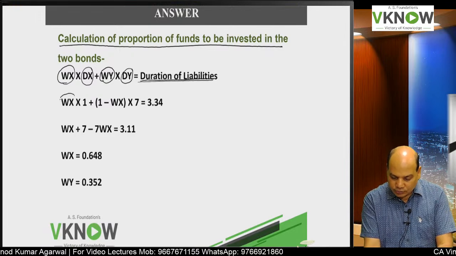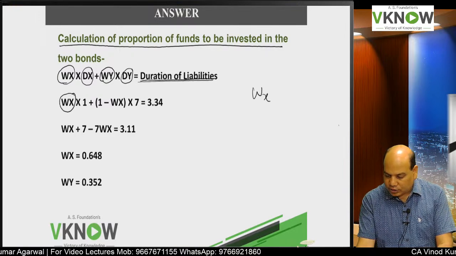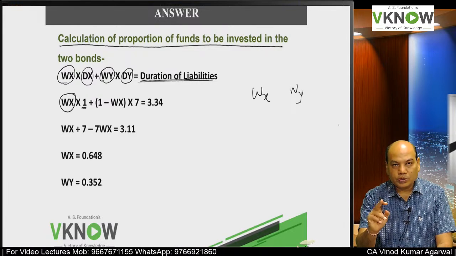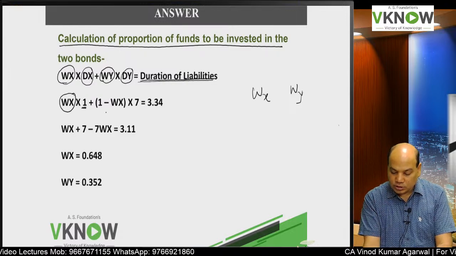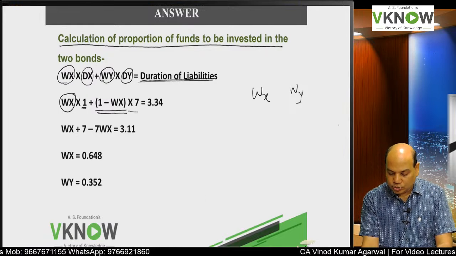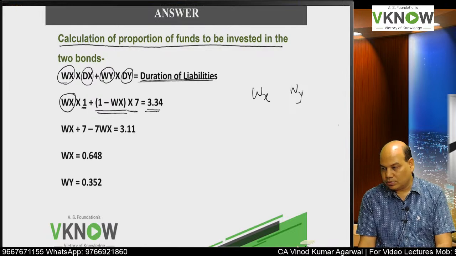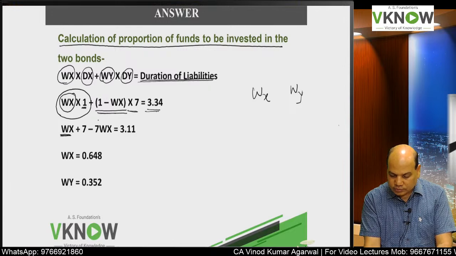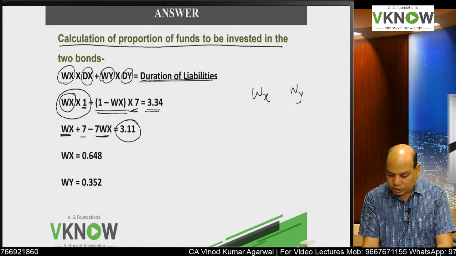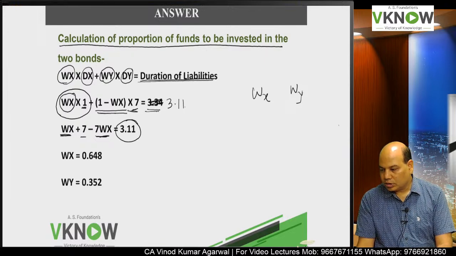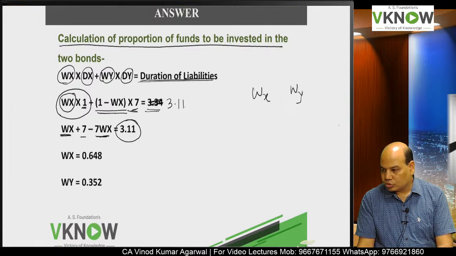Okay, then write down weight of X. You can write slightly like this: weight of X into 1, because zero coupon bond has same duration as maturity, plus weight of Y will be 1 minus WX into 7, and that is equal to 3.34. So if you multiply this, you get WX, 7 into 1, 7 minus 7 Wx is 3.11. So solve.